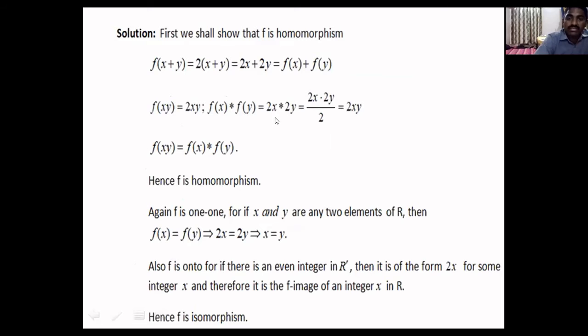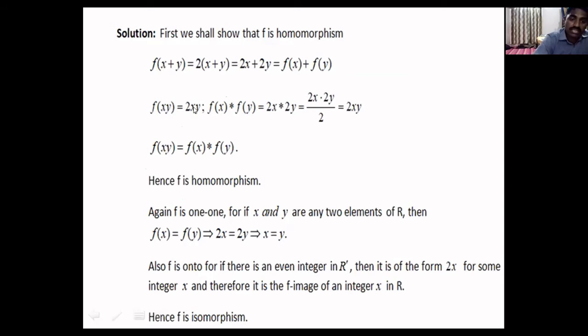By the definition of homomorphism, consider f(x + y). Here f(x) = 2x, so f(x + y) = 2(x + y), which implies 2x + 2y, that is equal to f(x) + f(y). Therefore, f(x + y) = f(x) + f(y).